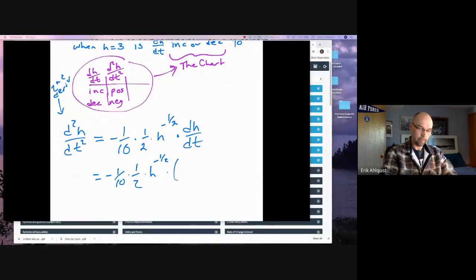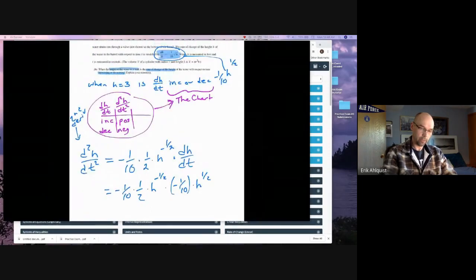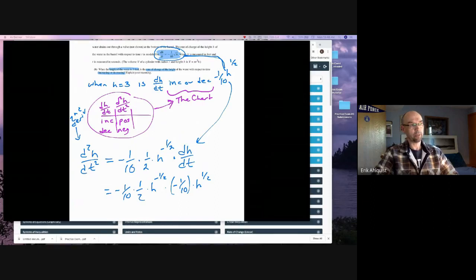times -1/10 times h to the 1/2, because that was the original equation. That's what dh/dt is. You know, if it goes to here, that's that equation right there. So we can just insert it in there. And now the only thing left is to plug in 3 in there and to determine, is this positive or negative?